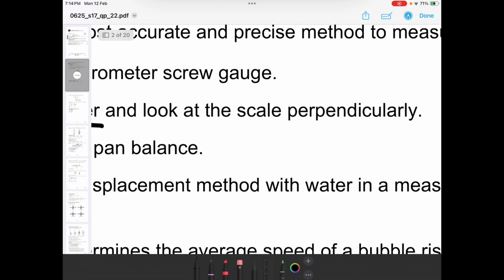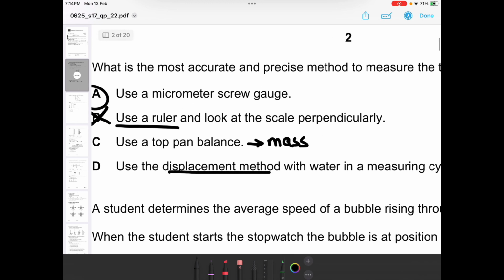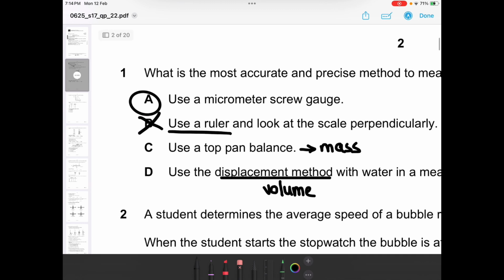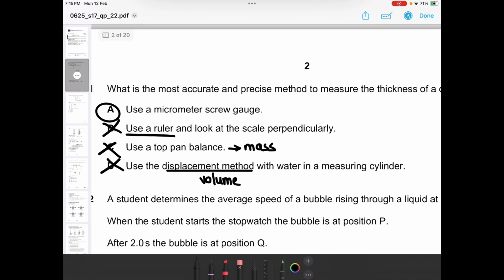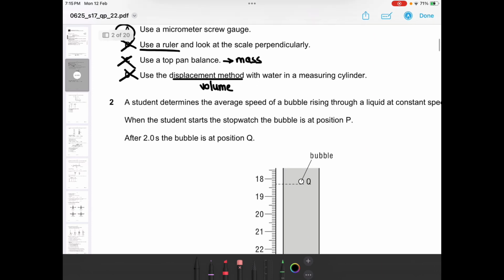Using a top pan balance, that is for mass specifically. Use the displacement method, this one is for volume. So displacement method is wrong, mass is wrong, and a ruler is not of much help to find the thickness of a coin. Okay, so 2.